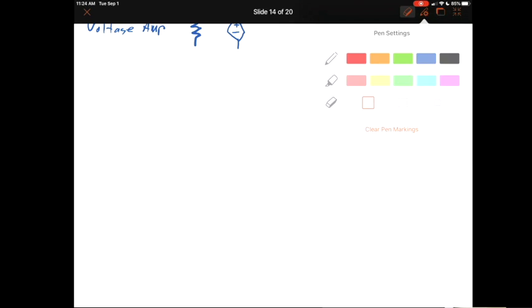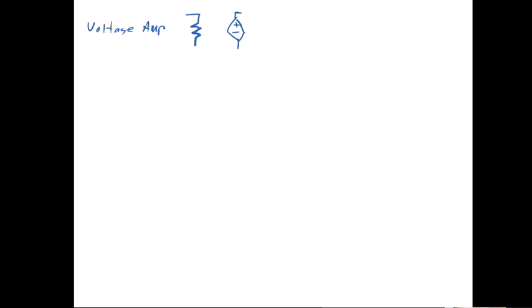So that's a voltage amplifier. If I leave off the signal source and the load, we just have... I'm always leaving off R0, the output resistance. That's fundamentally a voltage amplifier.